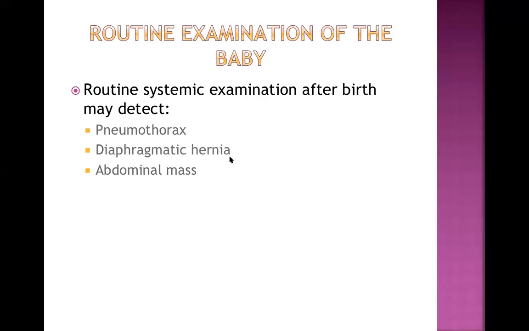Diaphragmatic hernia. It is known as congenital diaphragmatic hernia, which is very common on the left dome of the diaphragm. And the common organs which herniate up are the stomach and the intestine. Now, what happens when they are present in the thoracic cavity? They will compress the lung. So the development of the lung is a problem in diaphragmatic hernia. This is the first thing.